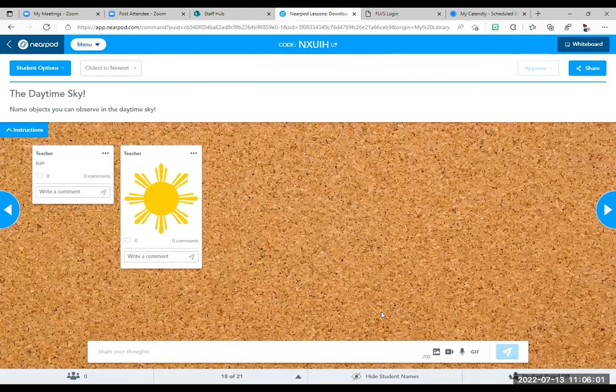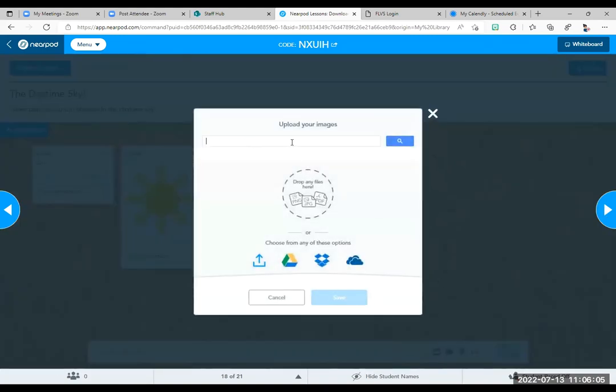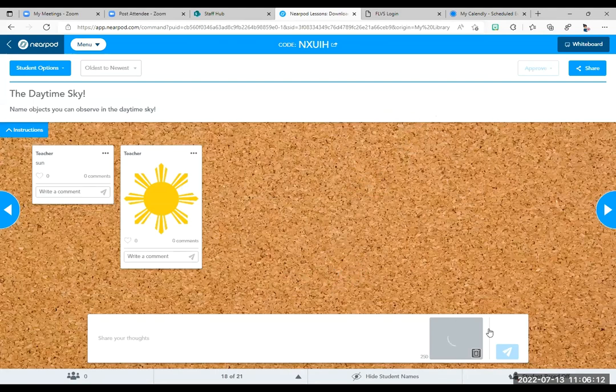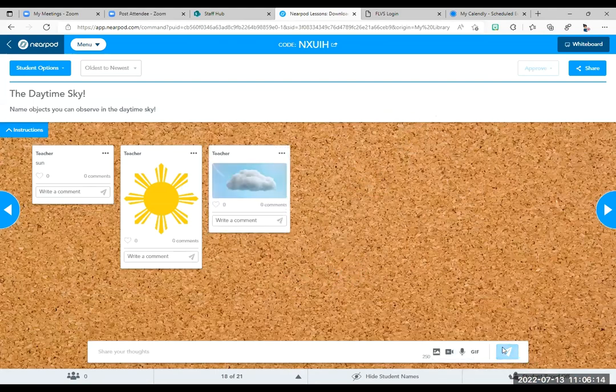Okay. That was the daytime. We also saw clouds. Let's look at cloud. Cloud. Let's see, there's a cloud. Yeah. We can add the cloud, right? And you can write in cloud. We also saw helicopters and birds.